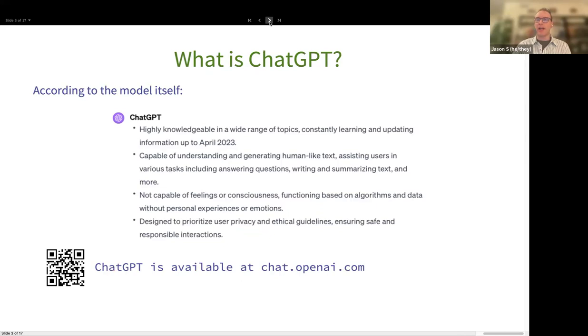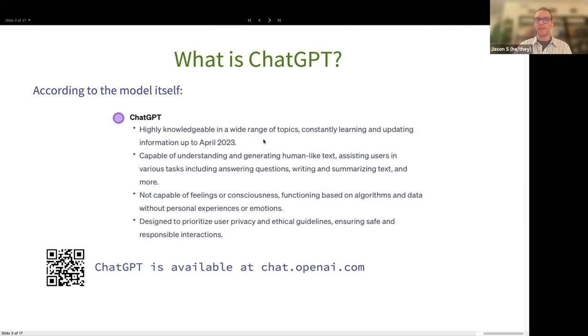ChatGPT, here I went and asked it, and it said, "Here I am, highly knowledgeable in a wide range of topics." This is a key aspect. It has a date. Because there is new information always being generated, that has to be fed into the underlying LLM for the bot to have knowledge of it. Currently, ChatGPT has knowledge up to April of last year. Anything that happened since April of '23, it literally has no knowledge of, unless there's some other mechanism for feeding the information into it.